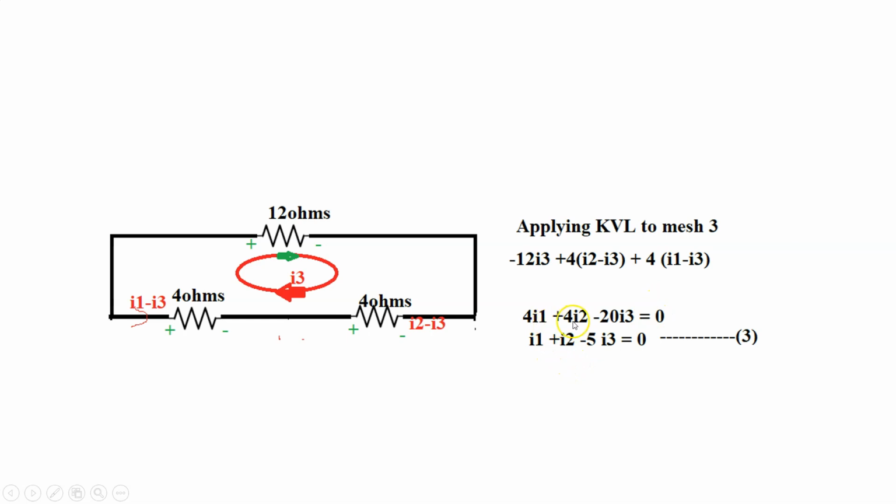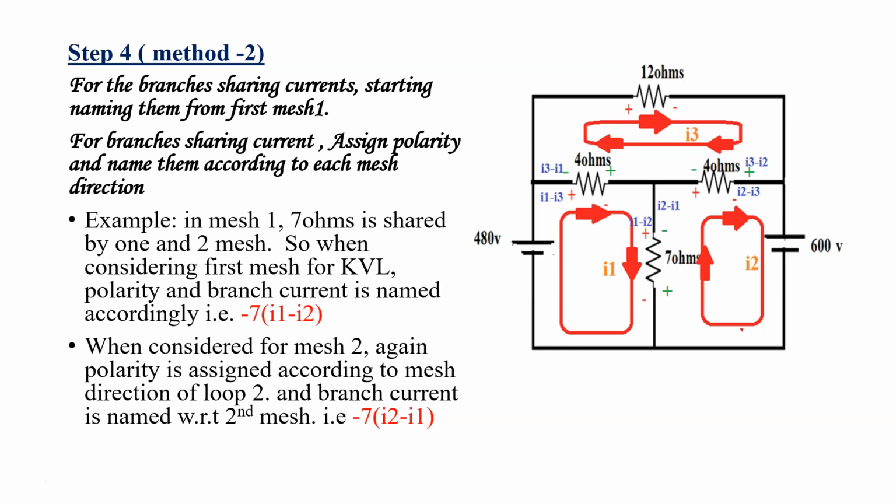Either you can take 4I1 plus 4I2 minus 20I3, or simplify it further and write it as I1 plus I2 minus 5I3 equal to 0. This will be the third equation. So if the marks are less, it is just for 8 marks, means from these 3 equations you can solve in the calculator in equation mode and get the answer for I1, I2, I3. Else we can solve by Cramer's rule if it is more than 8 marks.